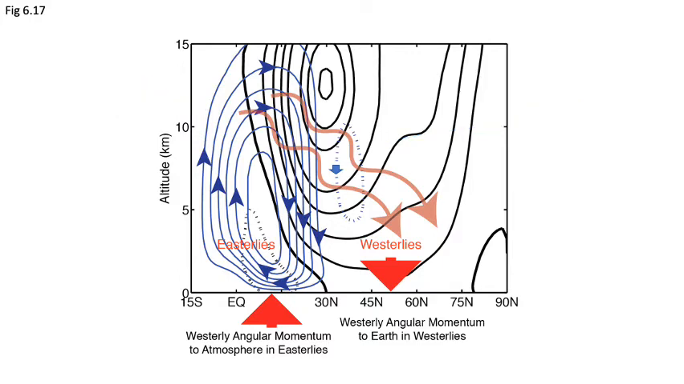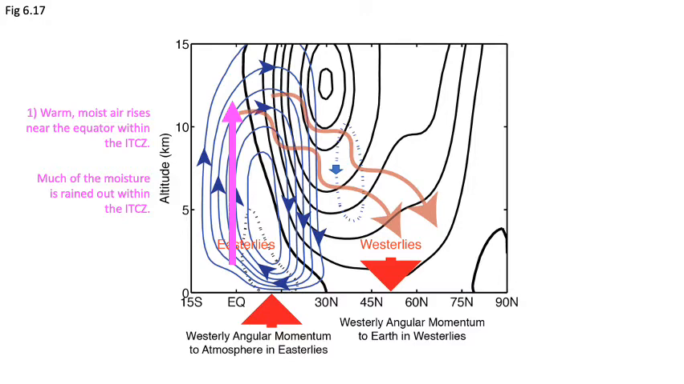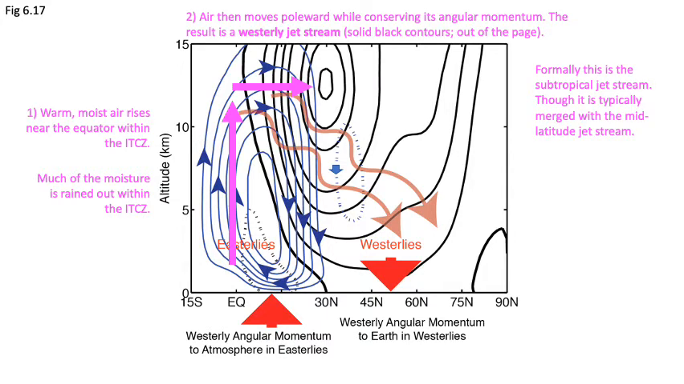Okay, so let's talk about the Hadley cell here. The first part is thinking about warm, moist air rising near the equator within the ITCZ, the intertropical convergence zone. Much of the moisture is rained out within this ITCZ. So going back to the movie, you could see precipitation strongly confined to this kind of narrow band. Air then moves poleward while conserving its angular momentum. And so the result is, again, a westerly jet stream. This is exactly what we just talked about. As you move poleward, you're going to gradually be accelerated eastward to generate a westerly jet stream.